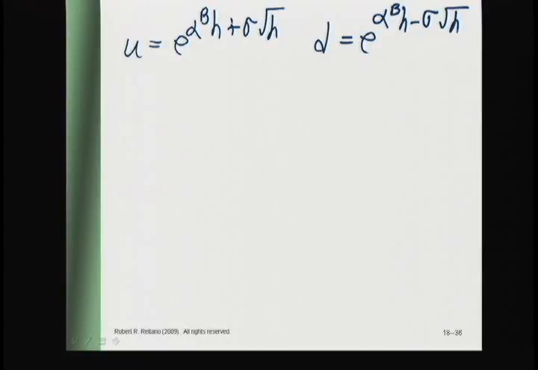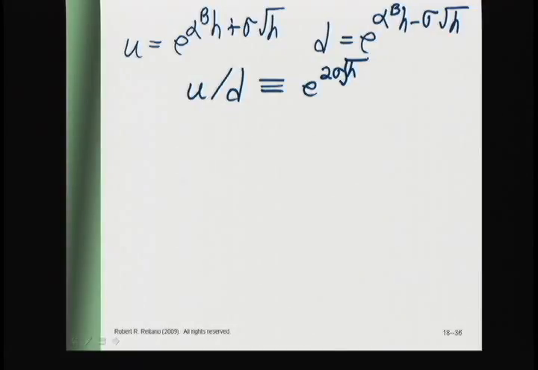Notice that no matter which of the models we use, if you look at the ratio of u divided by d, that ratio is always e to the 2 sigma square root of h. So while the definition of alpha b varies in those earlier chapter models, notice that the ratio of the up return to the down return is always the same. It's 2 sigma, sorry, there's a square root here. It's 2 sigma square root of h.